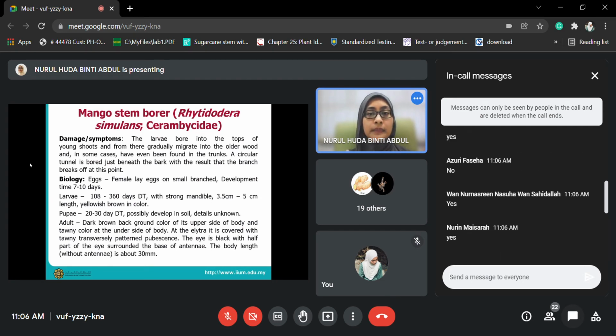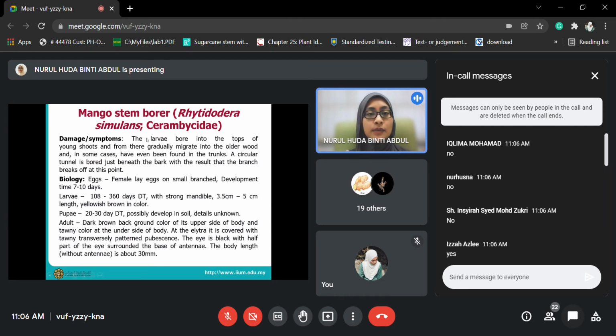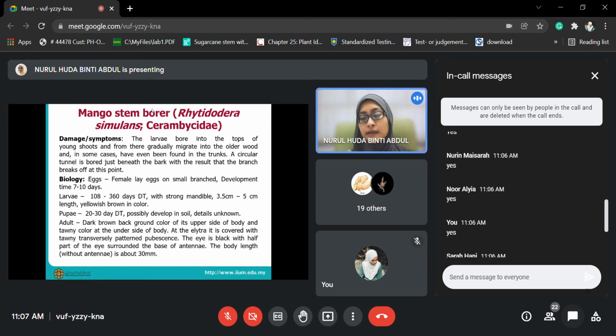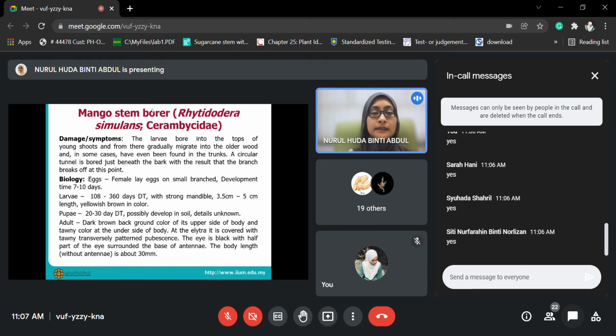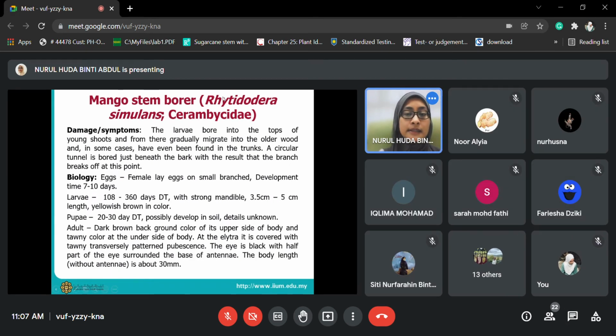Okay, and this is specialized on mango, meaning that compared to Sternochetus earlier, which feeds on the fruits, this one attacks the tree. So the damage: the larvae bore into the tops of young shoots, and from there gradually migrate into the older woods, and sometimes can be found on the trunk. They make a circular tunnel bored just beneath the bark, with the result that branches break off at this point. It means here that it will tunnel sometimes.